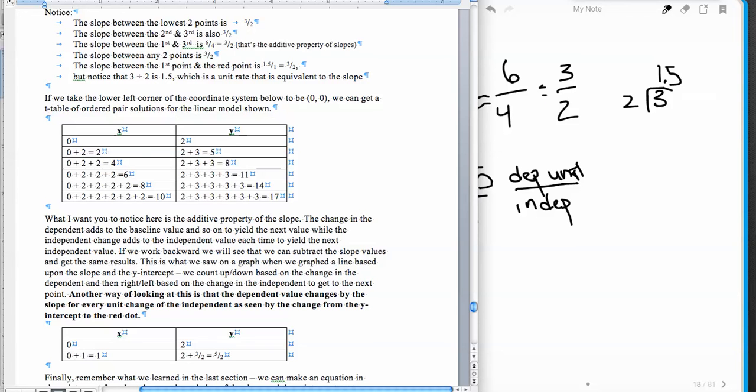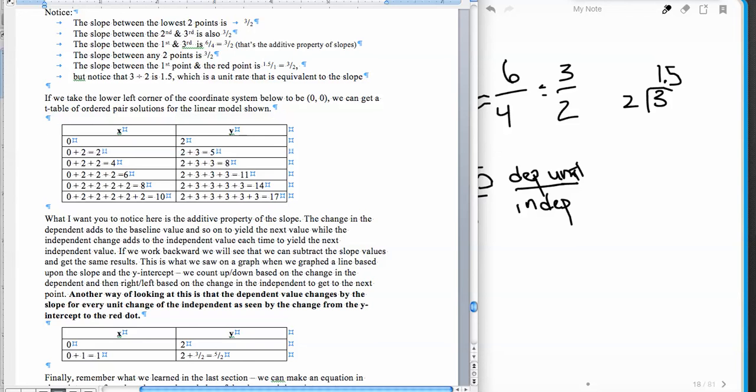And then the fact that the slope between the first point and the red point was 1.5 to 1, which is equivalent to 3 halves. And then noticing that 3 divided by 2 is 1.5, which is a unit rate that's equivalent to slope. So what we've seen is that this unit rate that is equivalent to our slope, that's what rate of change is in the first place. And the rate of change on a line is always constant.